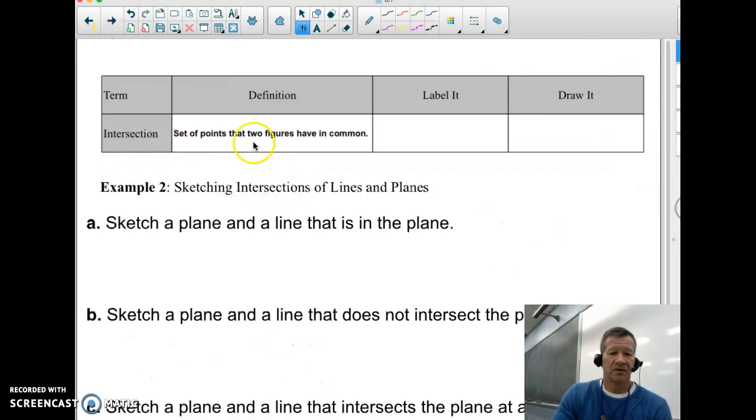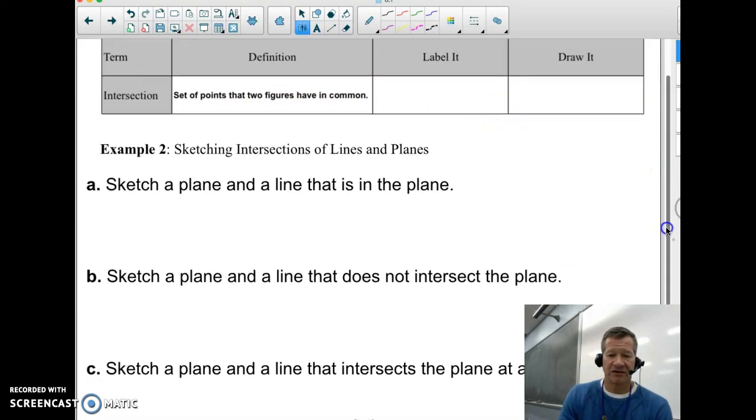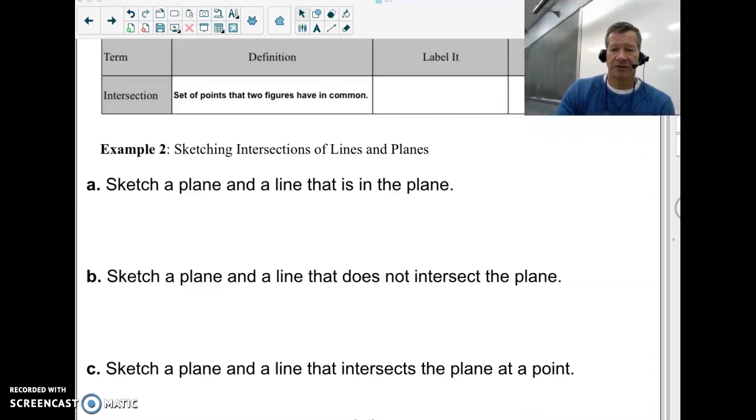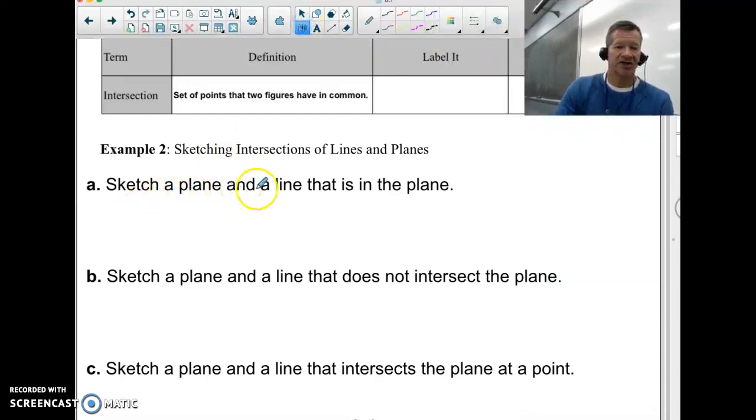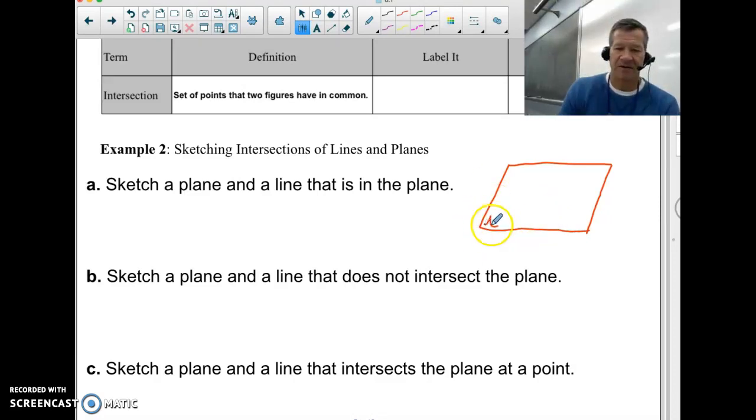Next, what's an intersection? Well, it's a set of points that 2 figures have in common. All right? Now it's hard to label and draw. We're going to do this down here. So let me move this up here. And let's sketch a plane and a line that is in the plane. So if I first sketch a plane, we know that looks like, we said we use a figure that we call a parallelogram. And that's about as good as I'll do with that. So let's say we can call this plane A.